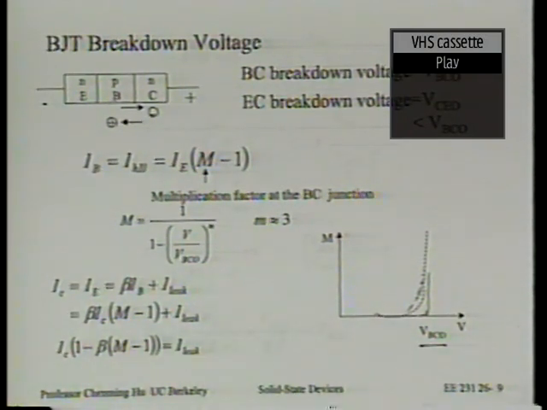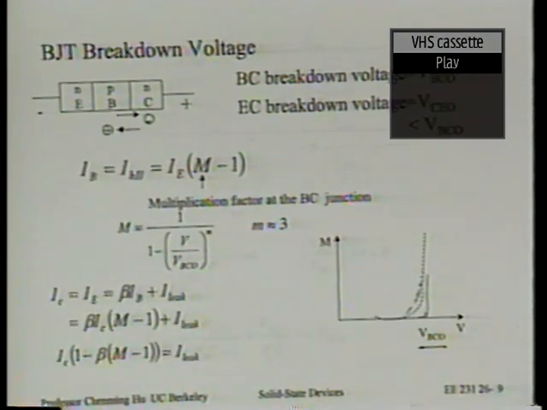Next, we'll combine terms. Combine these two terms with IC. So IC times 1 is the left-hand side, is a 1. Move this IC term on the right-hand side to the left-hand side, becomes minus beta times M minus 1. Is that right? Equals leakage current. Now you see why I want the leakage current. I don't want a 0. I want to keep that a little bit.